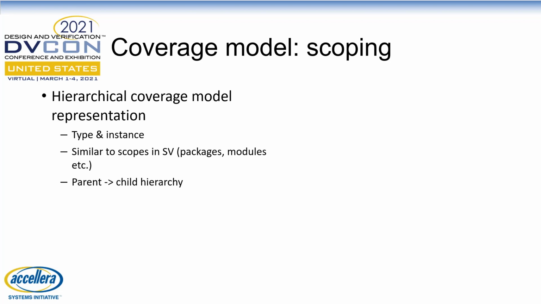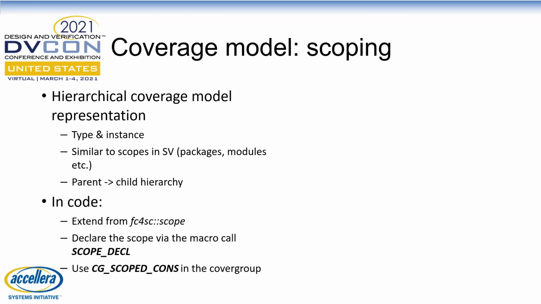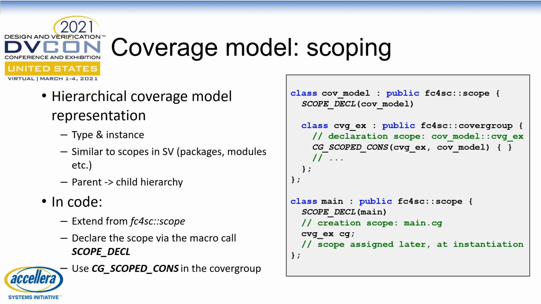To create a scope, you have to first extend the FC4SC scope class and then declare the scope inside your class by using the declaration macro. Then you can use the CG scoped constructor inside the cover groups instead of the cover group constructor macro we used before. On the right side, we can see that we create a coverage model class and then we declare the COV model scope and then we propagate it to the coverage example cover group. As a result, the declaration scope of the cover group type is COV model CVG_EX.